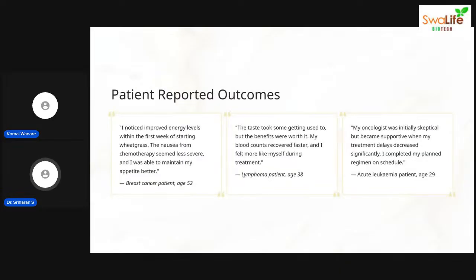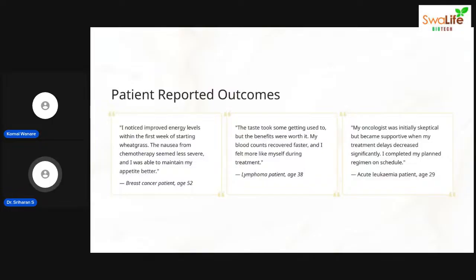Next, PRO, the patient-reported outcome. This is an example of their report, of how patients describe it. A breast cancer patient noticed an improvement in their energy level in the first week itself while taking wheatgrass. Their energy level improved, nausea became less, and their nutritional status also got better. This is a breast cancer patient, age 52.